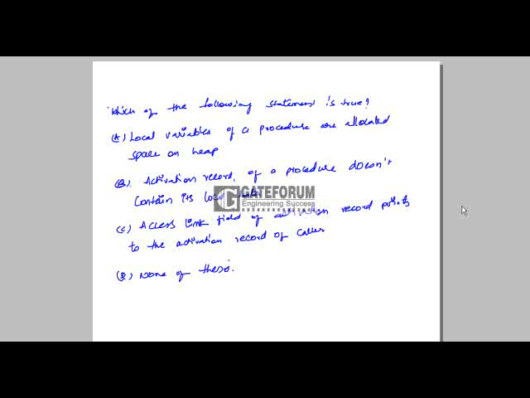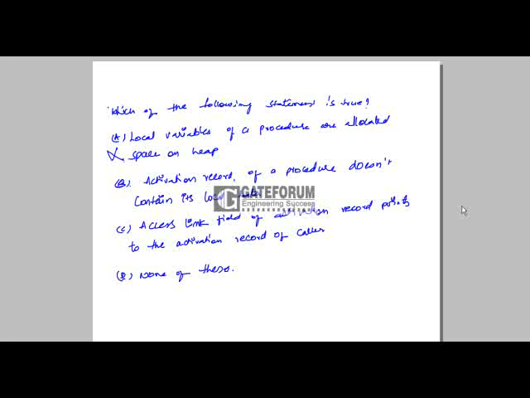Option A, local variables of a procedure are allocated space on a heap. This is wrong. Why? Because local variables of a procedure are allocated space on stack but not on heap. So option A is wrong. Activation record of a procedure doesn't contain its local data. Even this is also wrong.